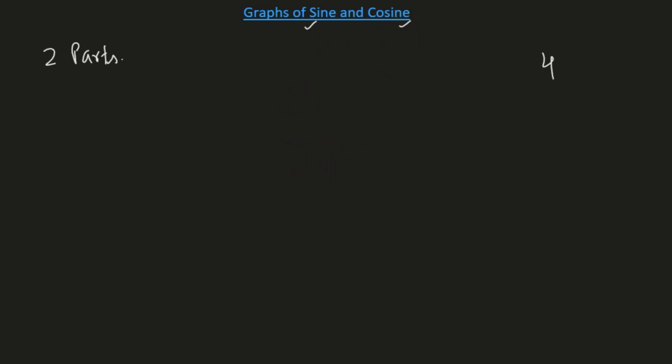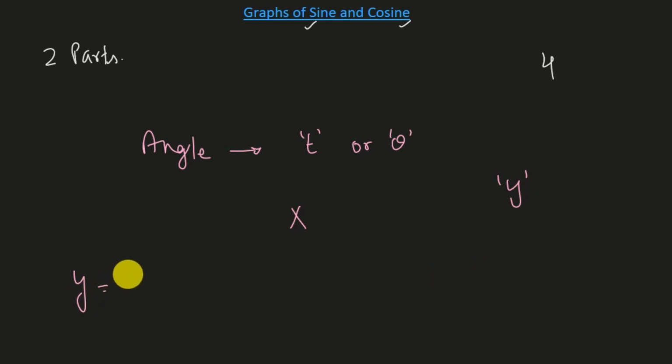Okay, first things first. Till now we were representing the angle with the letter t or theta. But now we'll use the symbol x to represent the independent variable, or the angle theta, and the symbol y for the dependent variable. So what will we be graphing? We'll be graphing the function y equals sine x, right? Here x is the angle in radians, right? And y is the dependent variable.